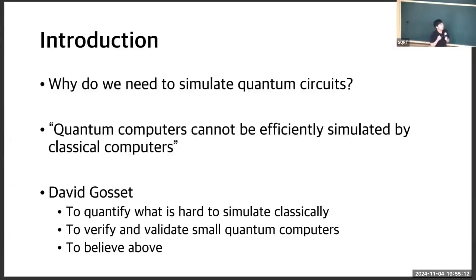One of the researchers on this particular topic, David Gosset, said that we need to quantify what is hard to simulate classically, and to verify and validate small quantum computers like near-term ones, such as ion trap or superconducting devices, which are a little bit small to use now. So that is more to validate by classical simulators, and to believe that we cannot simulate quantum circuits efficiently with classical computers, so we can strongly believe the belief above.